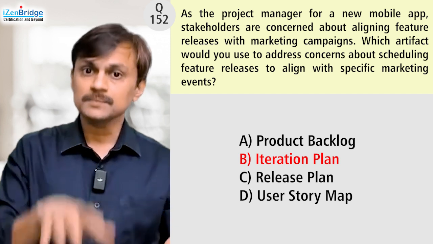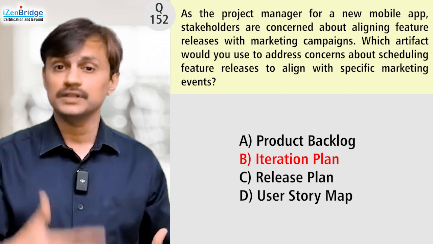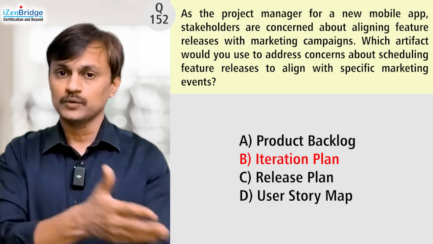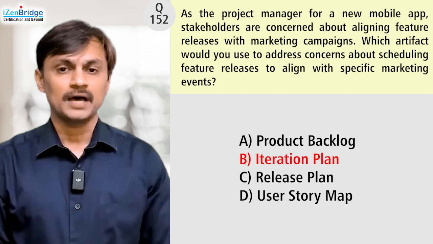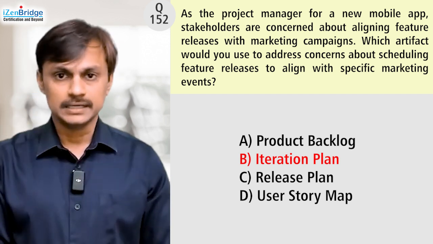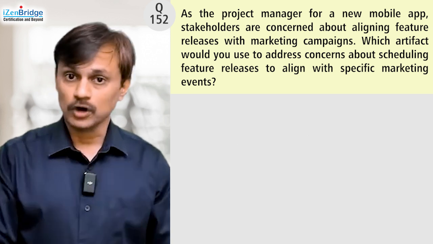So the iteration plan is specific to the current iteration. It can tell me what is going to happen right now in the next 2 weeks. That much coordination it can provide, so that stakeholders can plan their marketing campaign. But it is not giving me a feature-level release projection beyond one iteration. Let's go to option C, release plan.